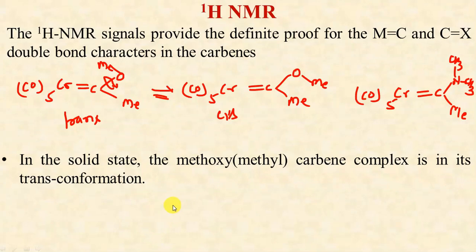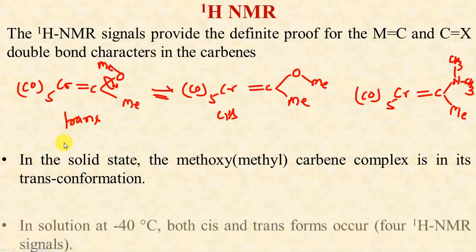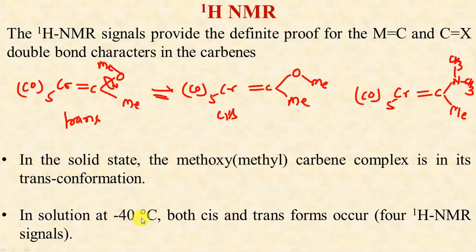So that's why in solid state the methoxy methyl form is more appropriately fitted in the crystal lattice. But in solution state at -40°C both cis and trans forms occur, because we get 4 proton NMR signals in this. So what is the conclusion from this part? That in solid state methoxy methyl carbene complexes are present in trans conformation, whereas in solution at -40°C both cis and trans conformations occur.